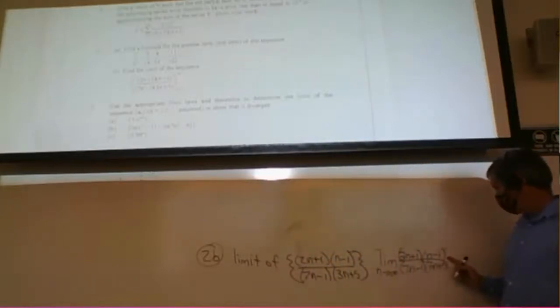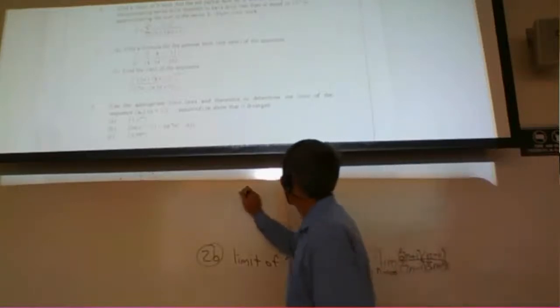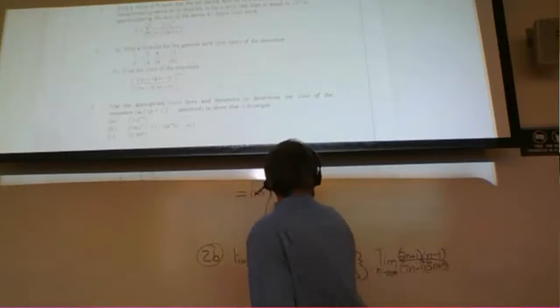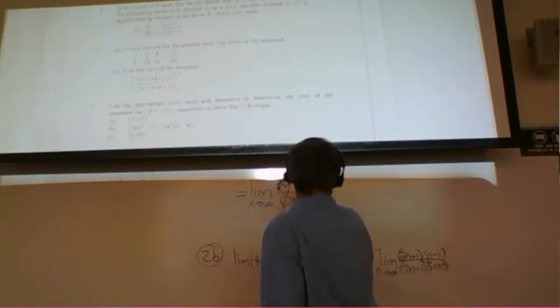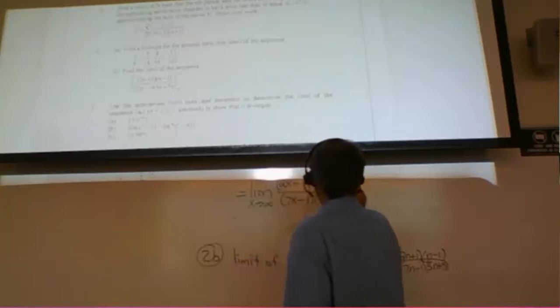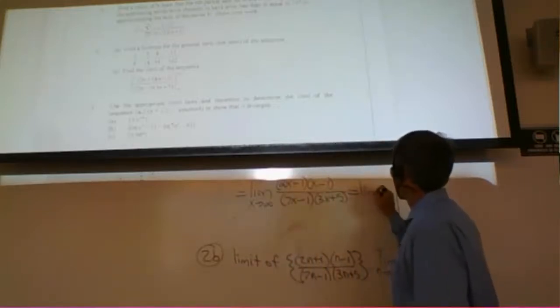Just say, well, if this was x instead of n, and it gives me the same number, then I know what the limit is there. So I'll take the limit as x goes to infinity of (2x plus 1)(x minus 1) over (7x minus 1)(3x plus 5), with x a real variable, and say this is the limit as n goes to infinity.